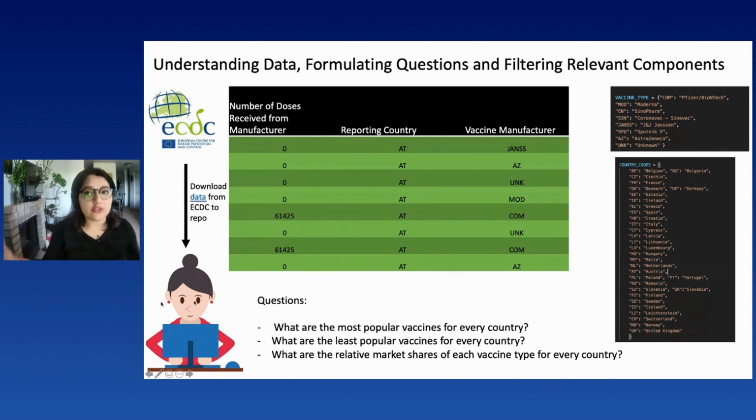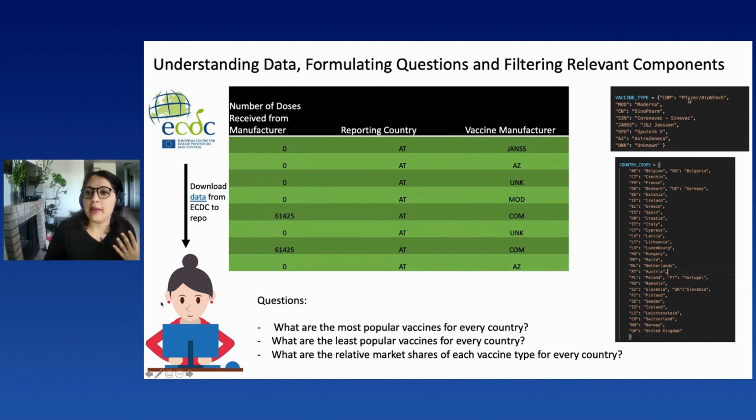There were a lot of columns in this data set. It was very rich, but there were really three that piqued my interest. The first one was the number of doses that a country received from a given manufacturer, the name of the country, and the type of vaccine, the name of the manufacturer. If you look at the raw data, it has a lot of abbreviations, like the country name or the vaccine manufacturer names. They're not really spelled out completely. So I did a little bit of digging and I figured out what those meant.